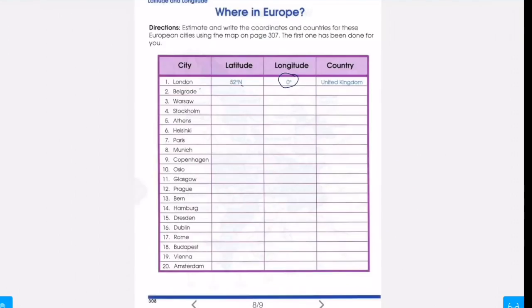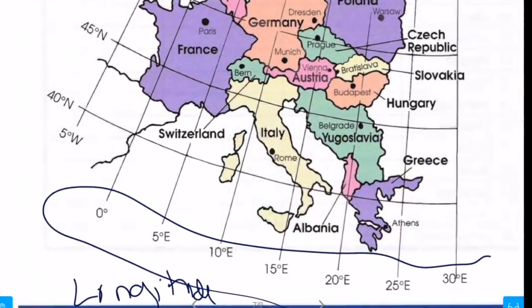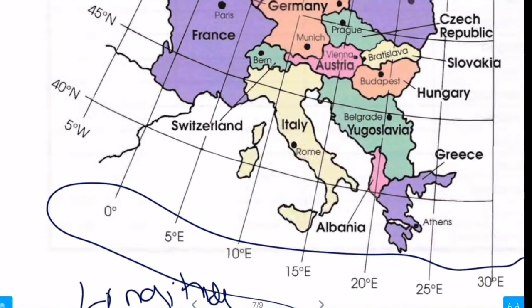So I'm going to go back and look at my map. I'm going to zoom in. Remember, when you're looking at a map, if it has a dot, it's a city. So all of these dots, dot city, dot city. You can also tell because the cities are a lighter font and the countries are very, very bold. So here's Belgrade. It is in the country of Yugoslavia.